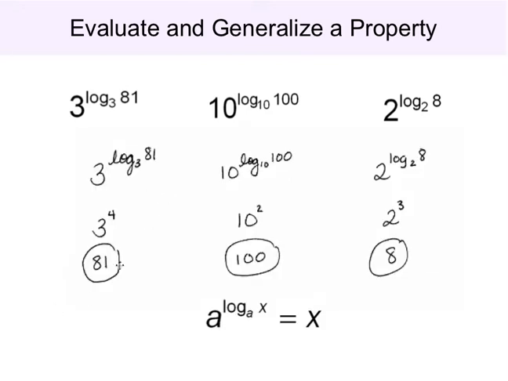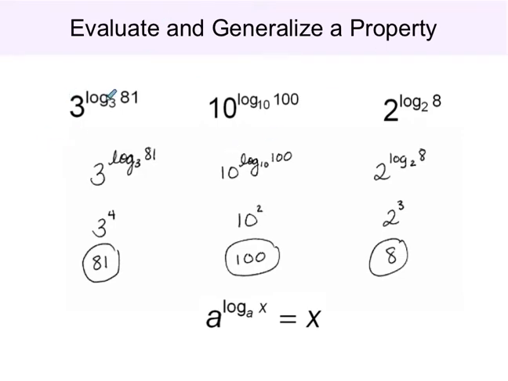So you'll notice the first problem, 3 to the log base 3 of 81 is 81. 10 to the log base 10 of 100 is 100. 2 to the log base 2 of 8 is 8. That generalizes to a to the log base a of x is x. Now let's think about why this happens a minute.